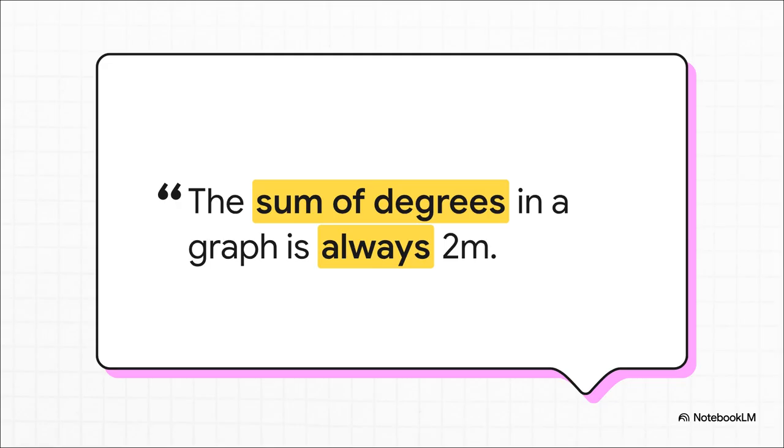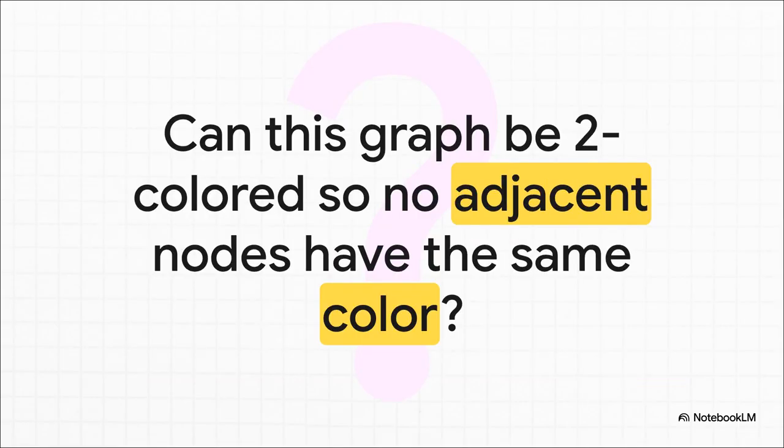If you add up the degrees of every single node, the total will always be 2 times m, the number of edges. Why? Well, think about it. Every single edge connects 2 nodes, so each edge adds 1 to the degree of 2 different nodes. It has to add up.